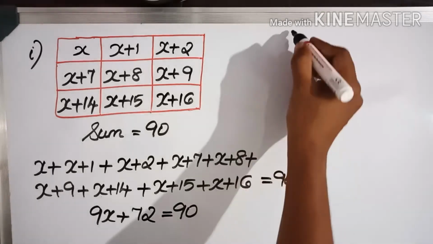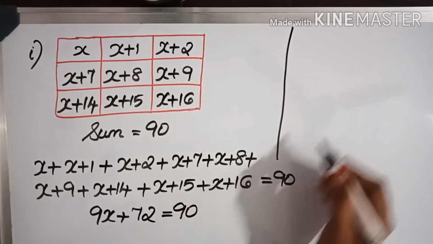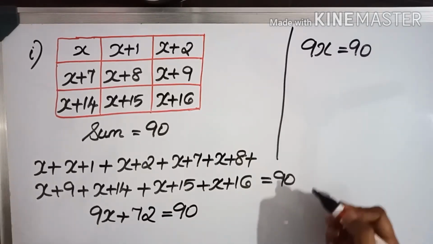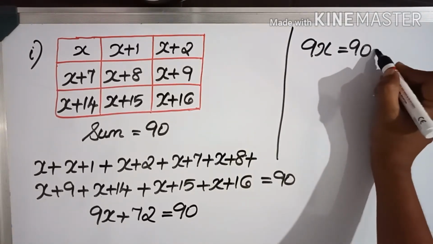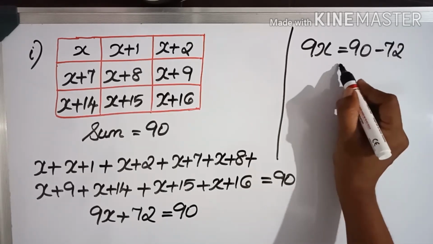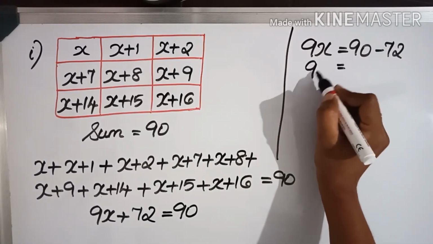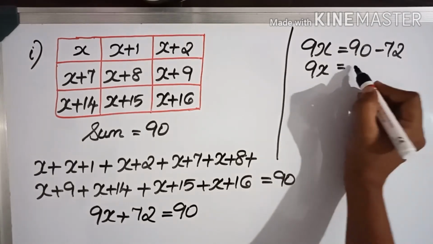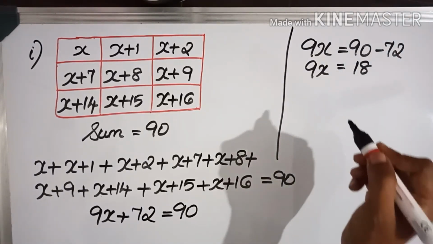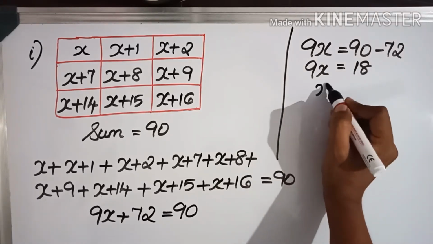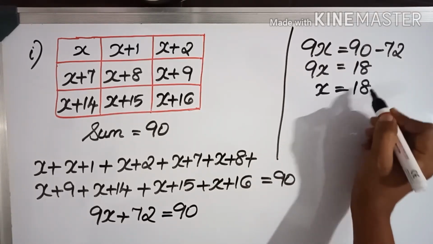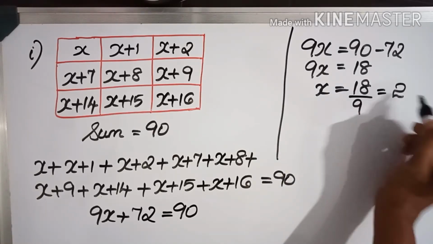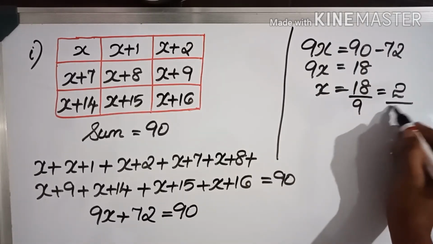Now in the next step, what we need to do? 9x keep here. So 9x equal to 90 plus 72, come to this side, it will be minus 72. Okay, so 9x equal to 90 minus 72, that is 18. Okay, 9x equal to 18 we will get. Then x is equal to 18, divided by 9, that is 2 we will get as the answer. x as 2.